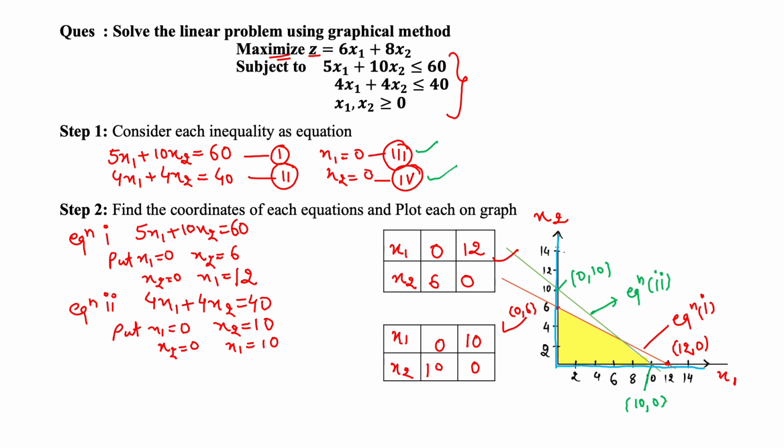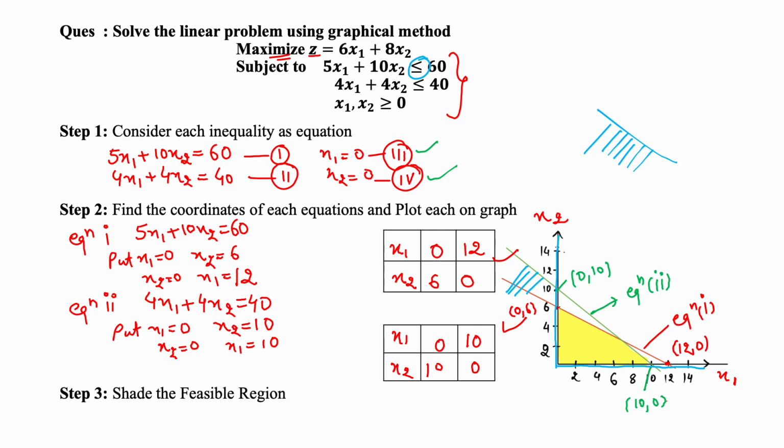Now the next thing is to find the feasible region, so shade the feasible region. For line 1, the equation should be less than 60, which means below the line I will shade as the feasible region. So this is my feasible region.